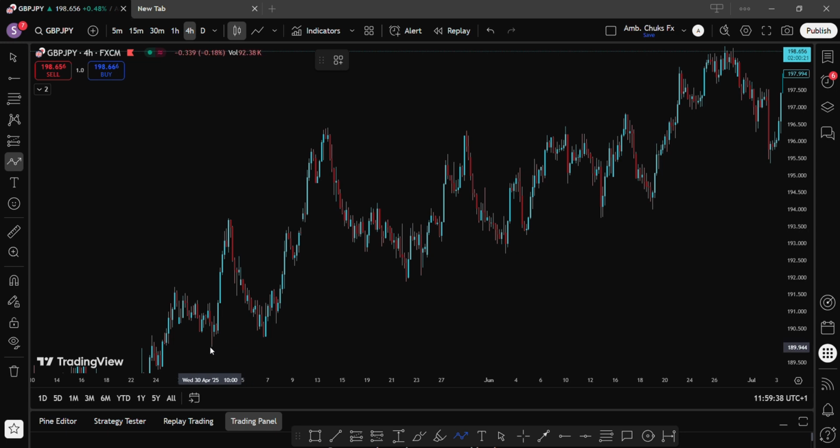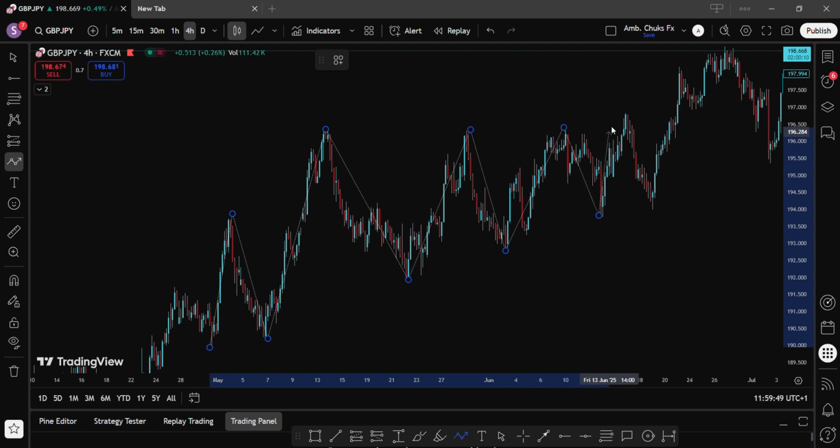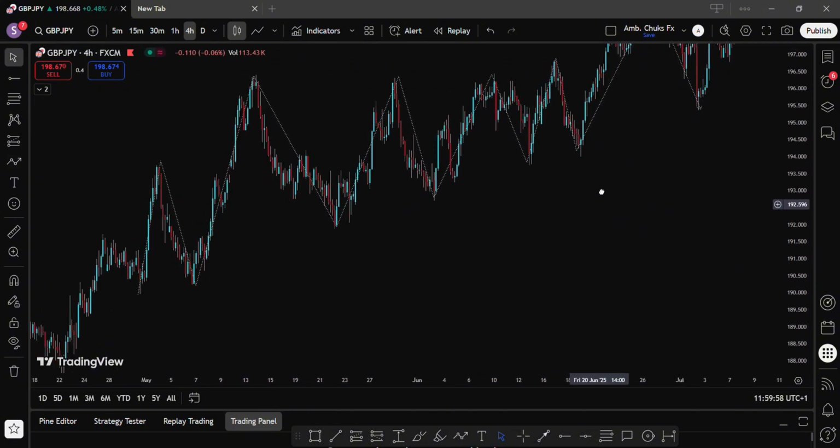So let's mark this structure. You can see that we have this low, we have this high, we have this low. Remember, higher highs, higher lows, right? So we can see this is the structure of the market. In as much as it may not really make sense, it may not look like anything, but at the same time, we can see that price is pushing to the upside.